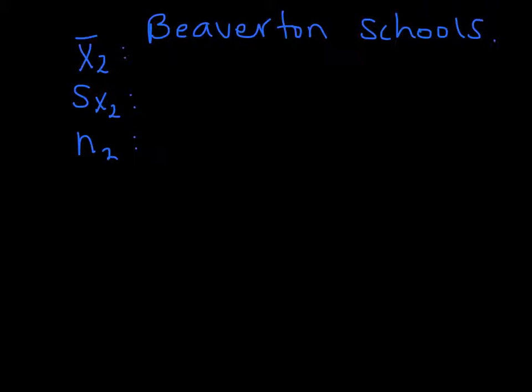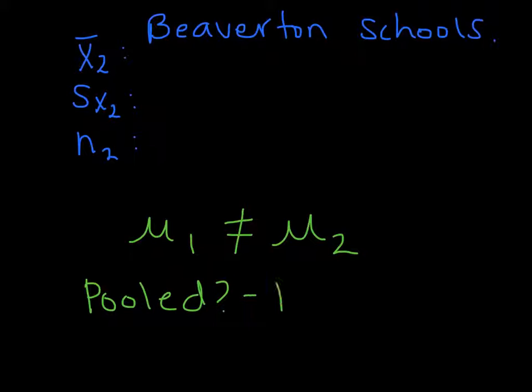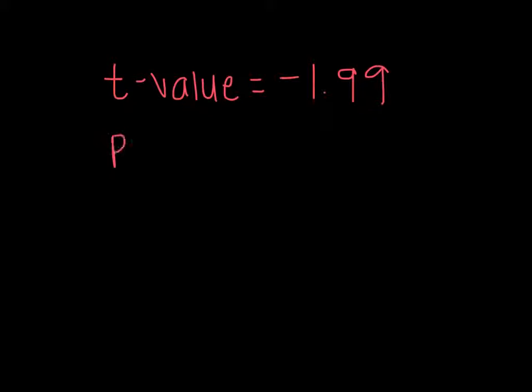The calculator asks what the alternative hypothesis is, and you want to set it to mean 1 does not equal mean 2. We're going to choose no for pooled. And then we're going to push enter. The results show our t-value is going to equal negative 1.99, and our p-value is equal to 0.053.